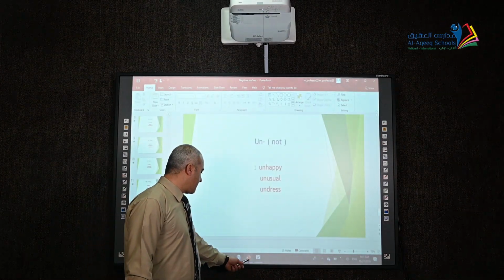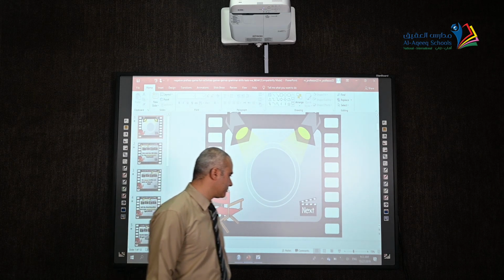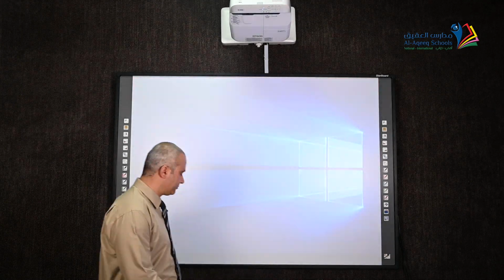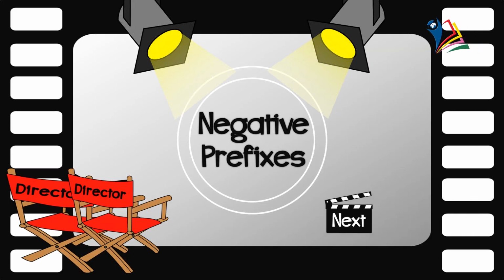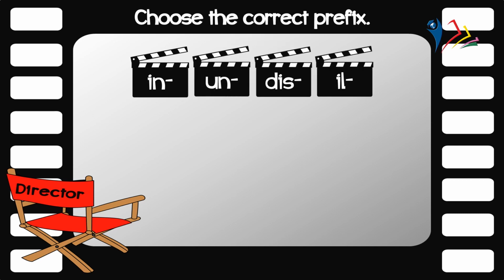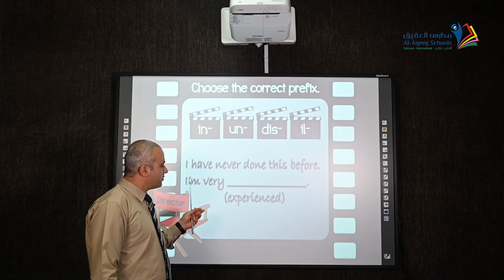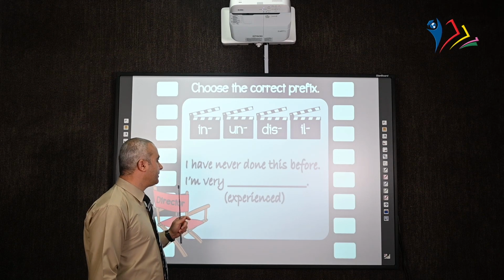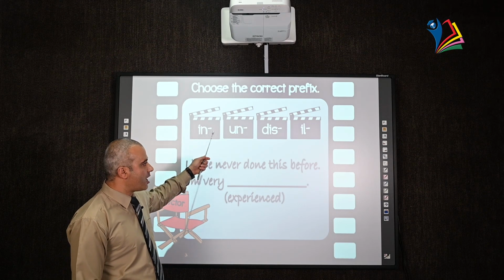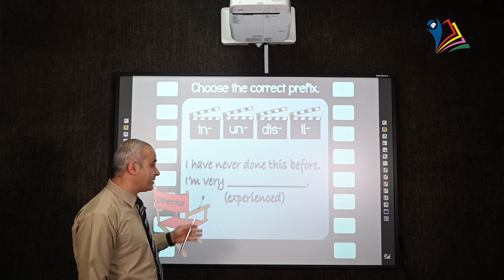Now we have a game on negative prefixes. Let's have a look. Now we have to choose the most appropriate or the correct prefix here. First: in, un, dis, il. I have never done this before. I am very experienced. Now I want to get the opposite of this word root. What can we use? In, un, dis, il. So the appropriate answer, or the correct answer, is in.